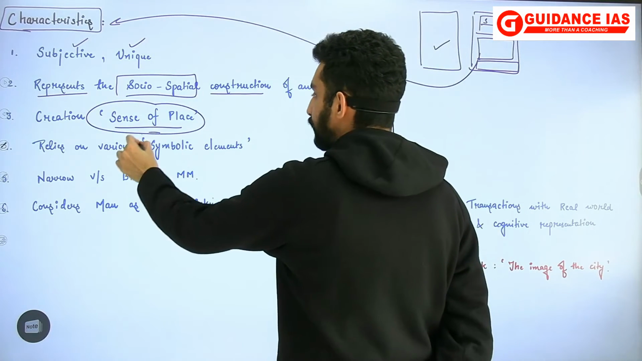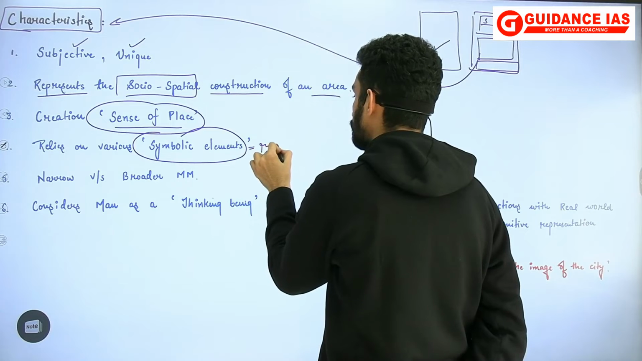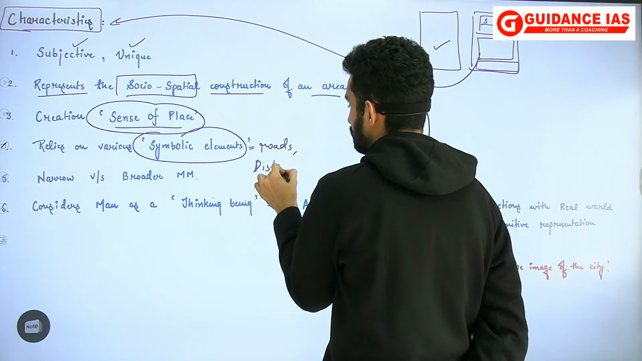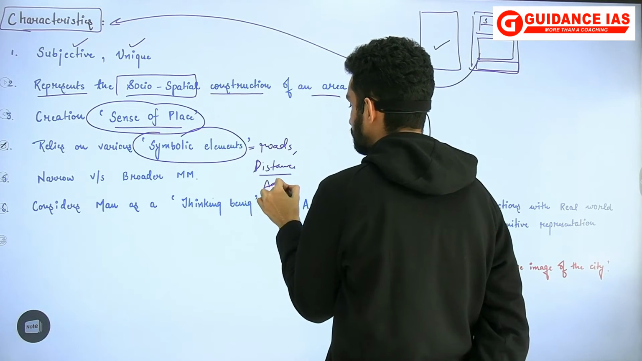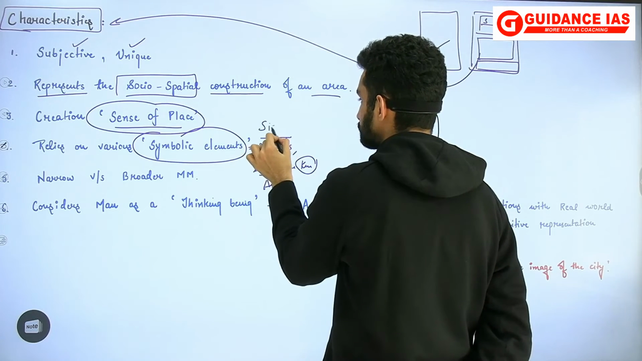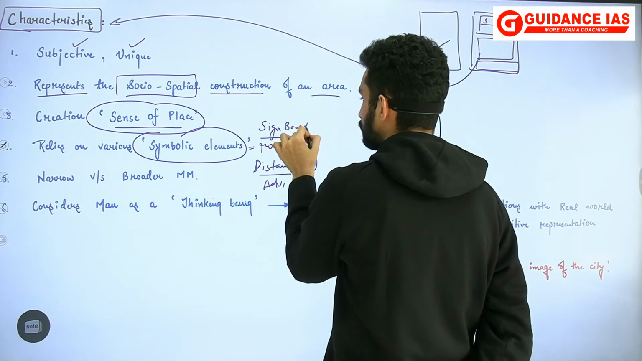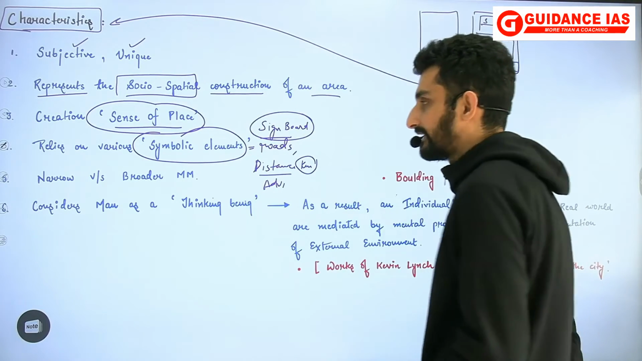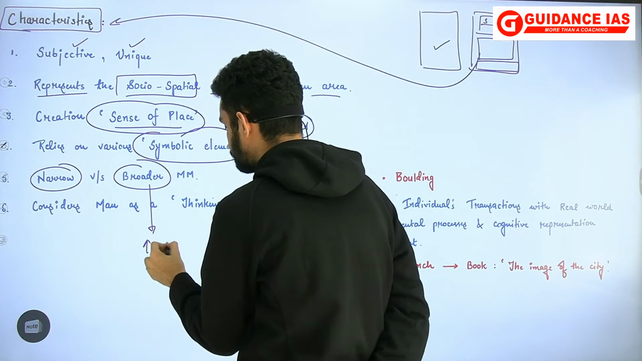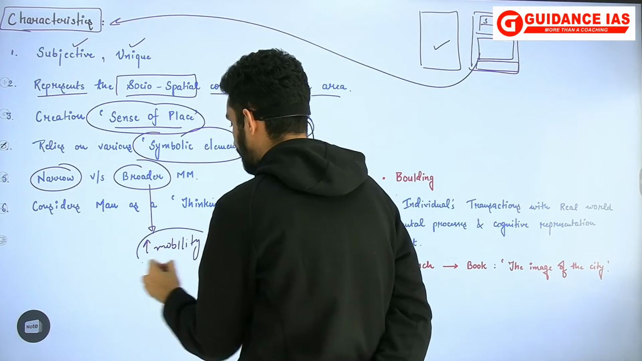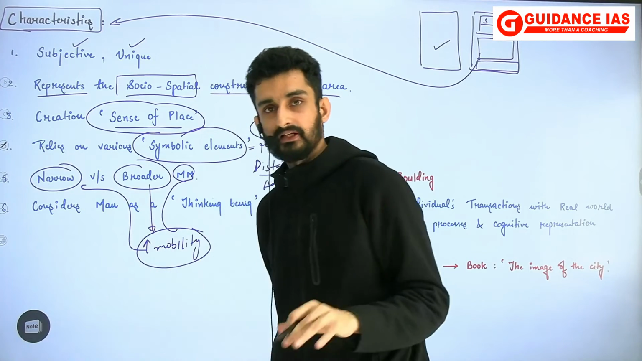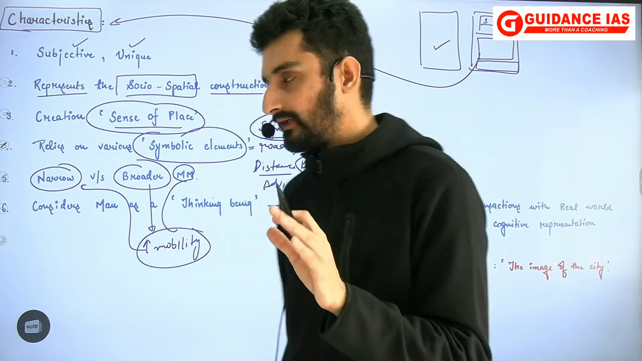It relies on various symbolic elements like roads, like distance, like advertisements, symbols of kilometers, signboards. So it relies on those aspects to have a mental image. It can be narrow, it can be broader. People who have more mobility can have a broader mental image. At the same time, it can be narrow for people who are confined within a particular space, having a situation of pause. I hope it is clear.